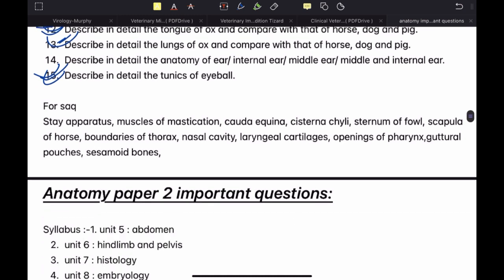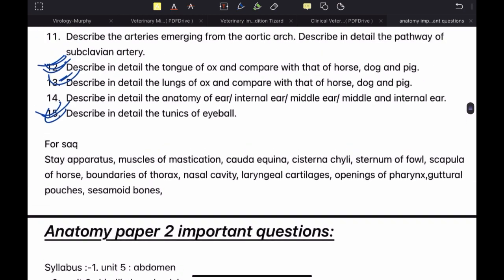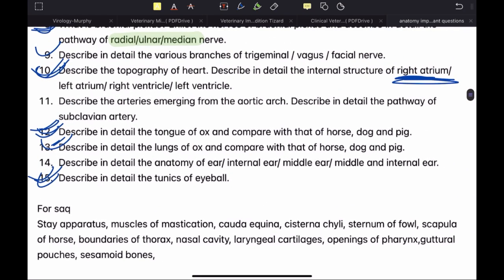Now, for SAQ type question, I have not mentioned every question that is asked in the SAQ. I just mentioned some important topics that you must go through before attempting anything. So first is stay apparatus. Extremely, extremely important. It is present in horse and definitely asked as an SAQ. Muscles of mastication, again important. If they are not asking an SAQ, then definitely they can ask for objective type question.